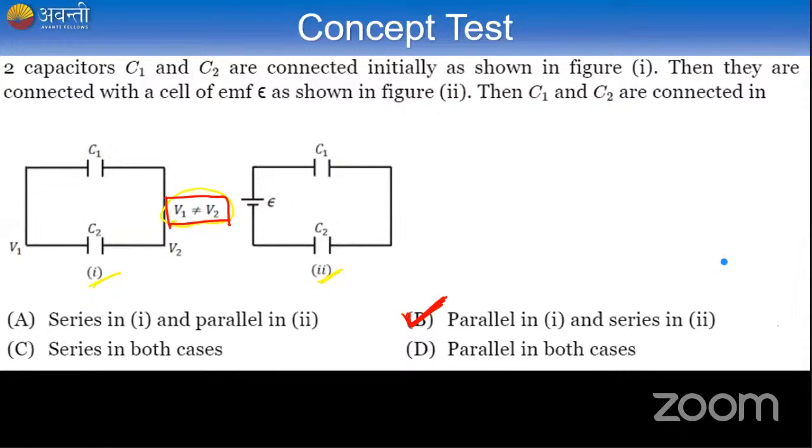Okay, Uday says D. So guys, please reply if you have any doubts in this. So what do you mean by V1 not equal to V2?